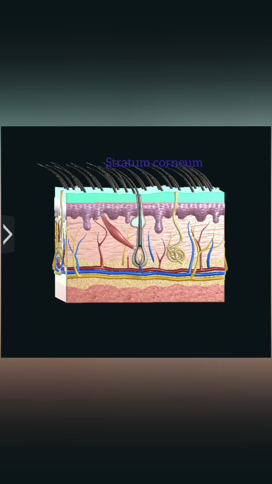The stratum corneum is the outermost layer of the epidermis, consisting of dead cells called corneocytes. The stratum spinosum is a layer of the epidermis found between the stratum granulosum and stratum basale.